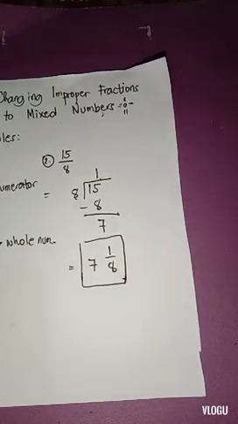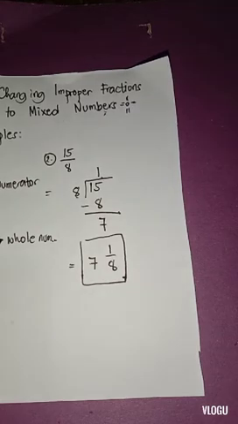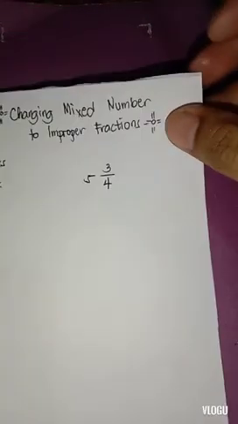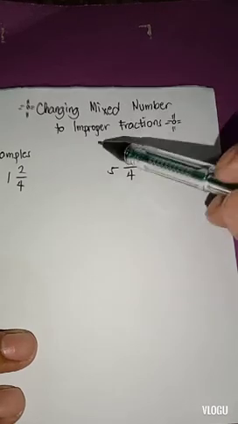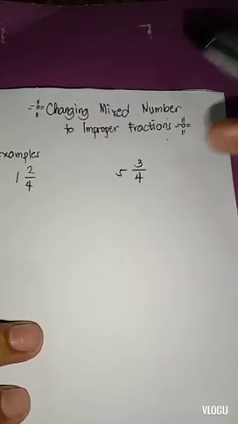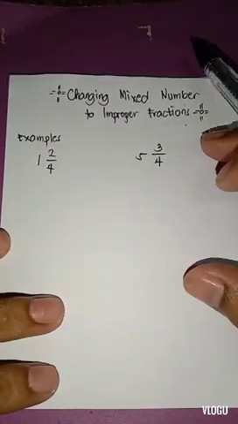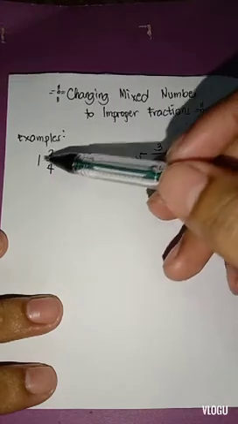So yon. Now, how about yung sinasabi naman na vice versa? Ito naman changing mixed number into improper fraction. Ito naman yung kabaligtaran niya. So changing mixed number into improper fractions. So meron tayo ditong mga mixed number. So example, meron ako ditong 1 and 2/4.